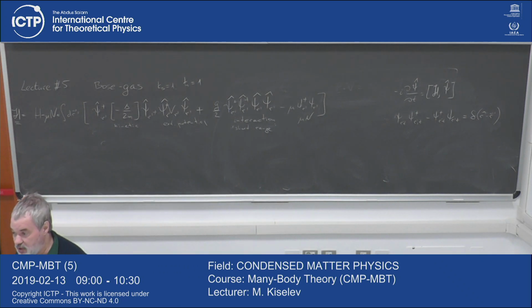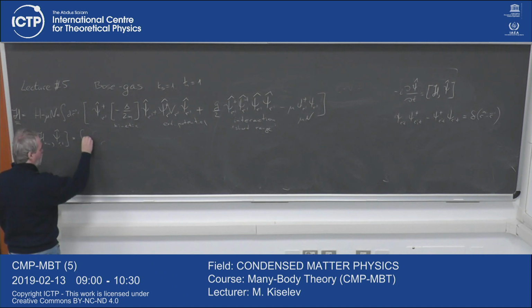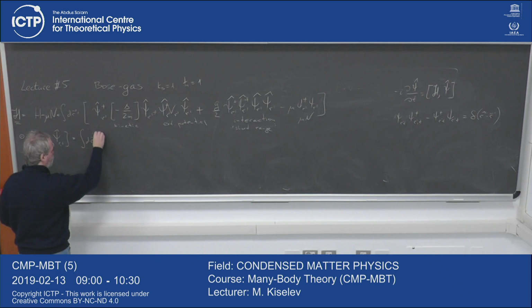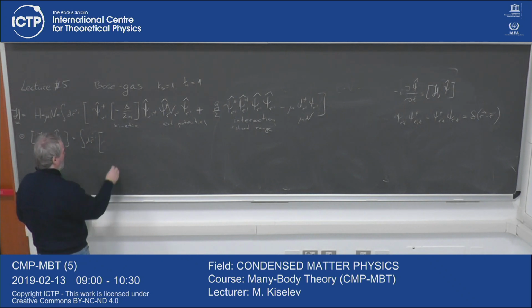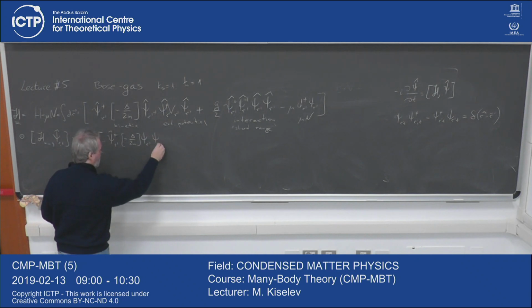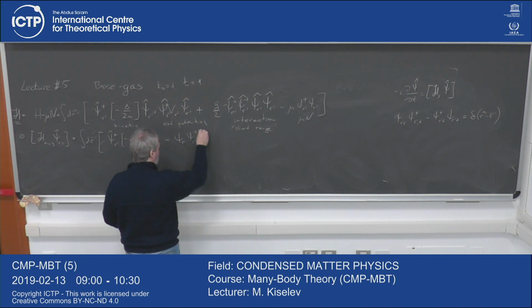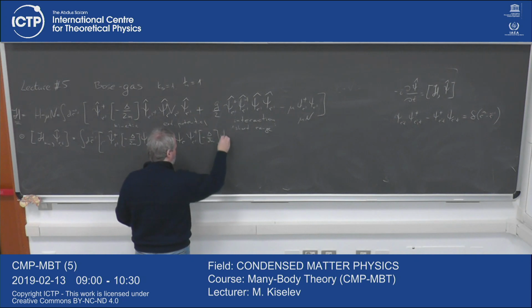So let me now compute the right hand side of the equation. Namely, I start computing commutators. So the commutator between H kinetic and psi(r,t) is equal to the integral over dr prime, and here I have psi dagger(r prime) minus nabla over 2m psi(r prime) psi(r) minus psi(r) psi dagger(r prime) minus nabla over 2m psi(r prime).